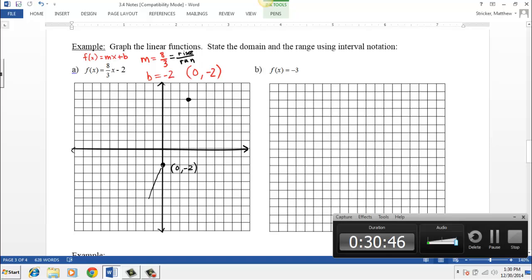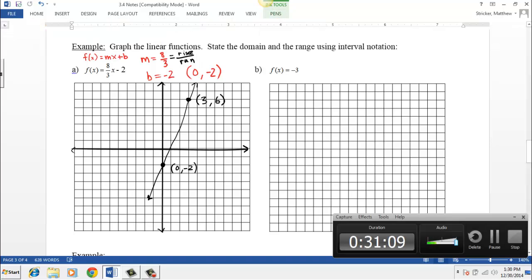And if we label this point, we always got to remember to label our points. This is going to be the point right 3, so the x value is 3, and we go up 1, 2, 3, 4, 5, 6. So this is the point 3, 6.